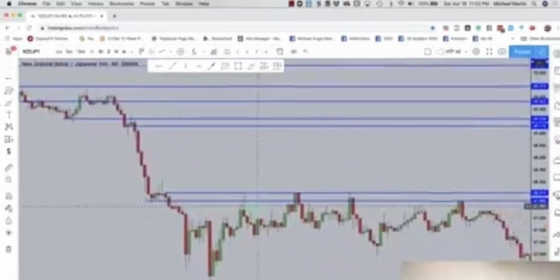So just practice this, the same thing like I showed you in the other videos. Just spend five to ten minutes a day identifying levels, higher lows or lower highs, identifying them and just watching how structure breaks.